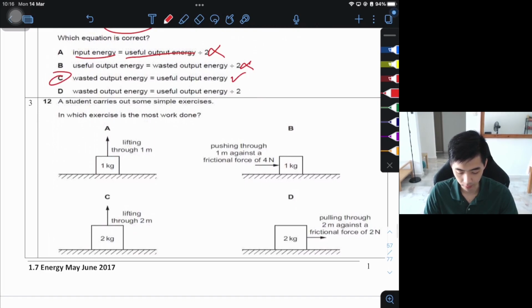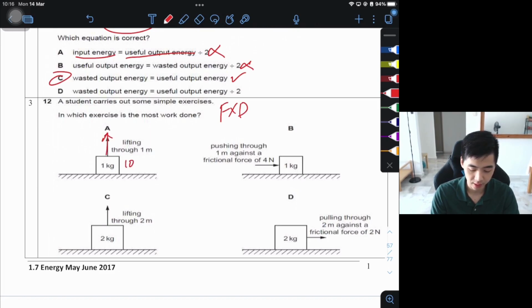And after that, a student carries out some simple exercises. In which exercise is the most work done? Work done is always going to be force times distance, right? So this one here, if it's lifted up 1 meter, the force will be 10 newtons. The work done will be 10 joules here. This one is lifted 2 meters, the force here will be 20 newtons, so it's 40 joules here.